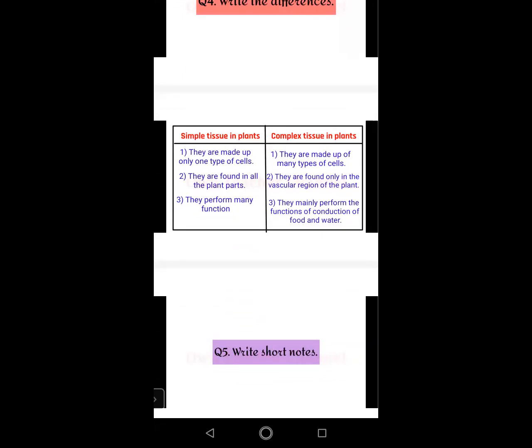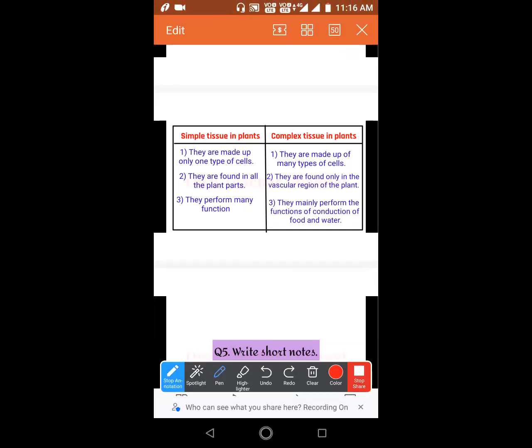And just remind that this question is of 2 marks. Many students write just one point and then ask their teachers why. At least you have to write 2 points. I have written here 3 points, but in the examination you have to write at least 2 points. Then only you will get 2 marks.